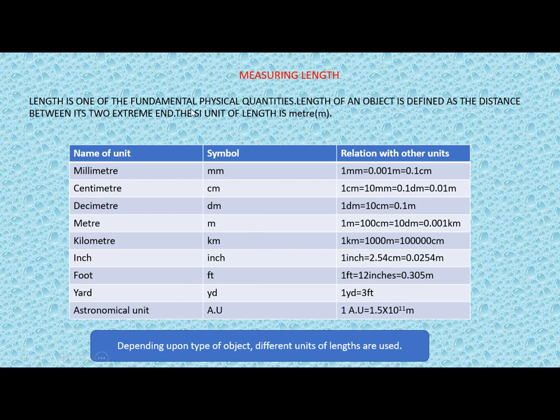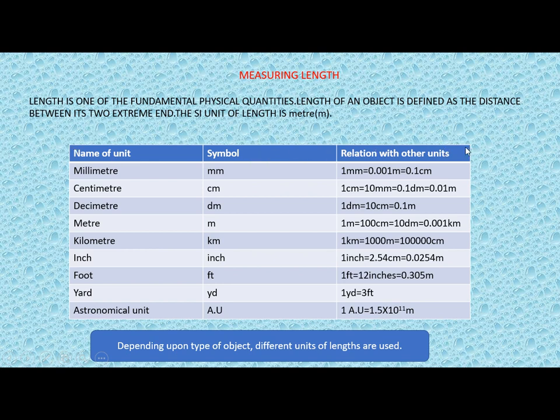Length is one of the fundamental physical quantities, and the length of an object is defined as the distance between its two extreme ends, and the SI unit of length is meter. So suppose you have to find out the length of this table, obviously you will put a scale over here, and then you will see what point this covers. The difference between these two points will give you the length of this table.